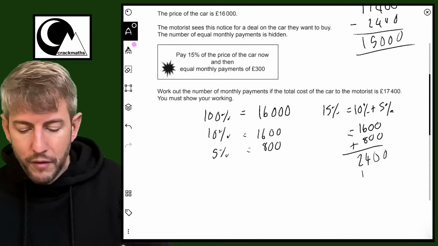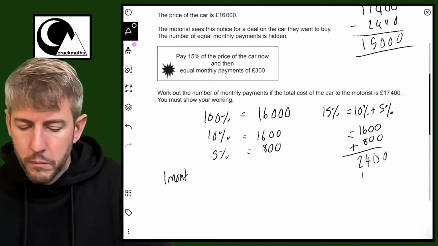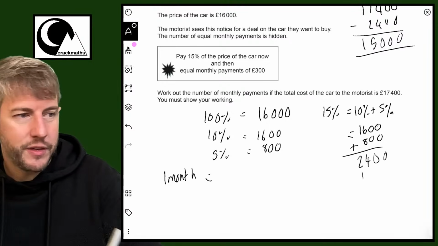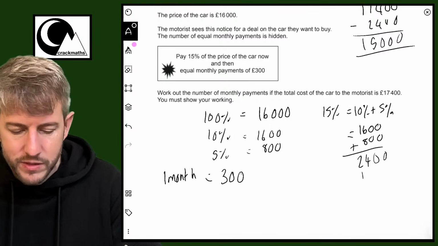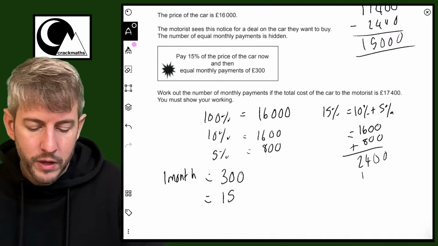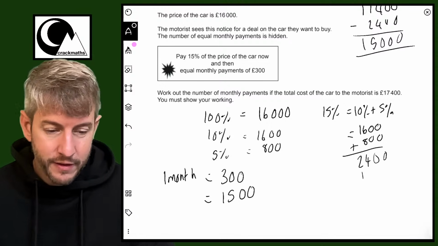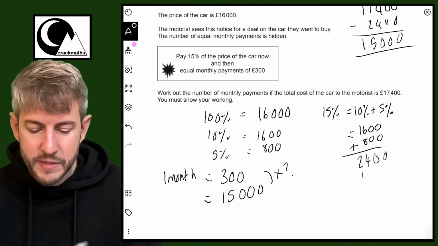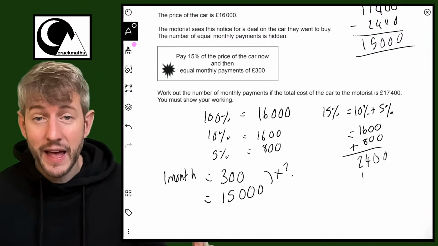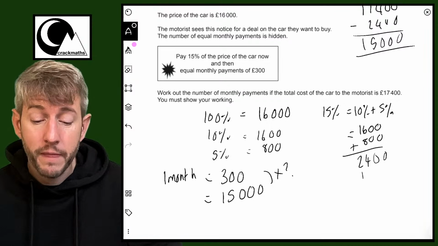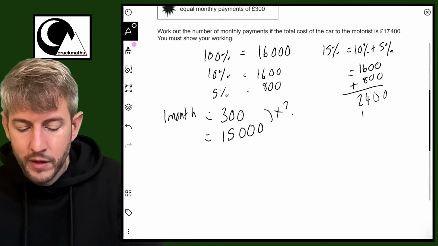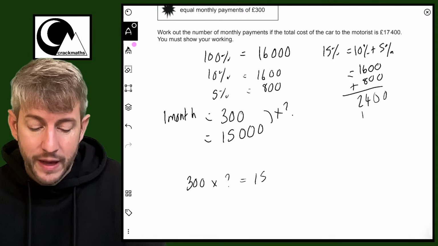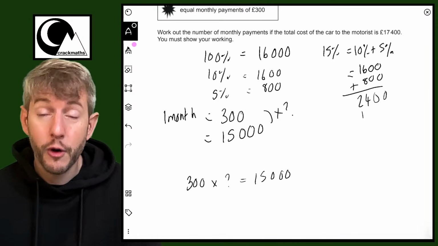So we know that in 1 month he pays £300. Okay, that's from the question here. So in 1 month he pays £300. So we need to work out how to get from 300 to 15,000. So what we're trying to work out is, what are we timesing this by? Because if we work out what we're timesing that by, that will give us the number of months. Okay, so we've got here 300 times something equals 15,000.